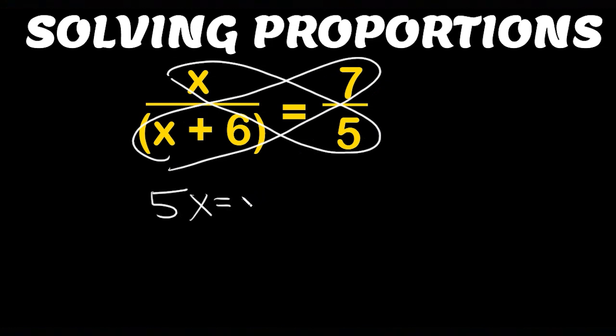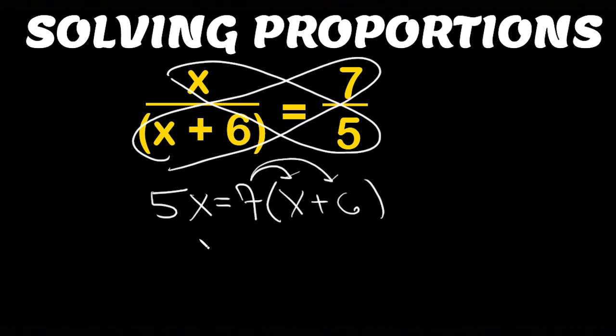And when I multiply here, it's going to be 7 times x plus 6. Now you have to remember you do have to distribute here. So I'm going to do 7 times x and then 7 times 6. So I get 5x is equal to 7x plus 42. Make sure you distribute, don't forget.